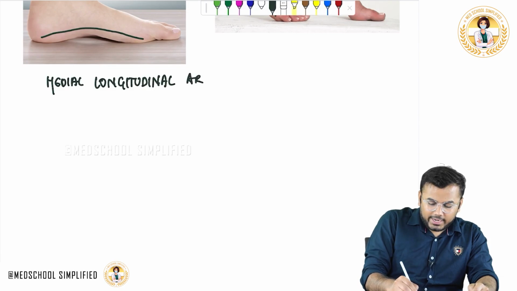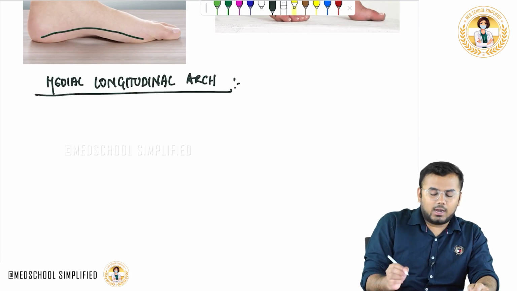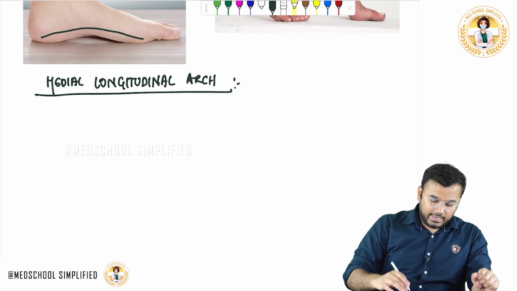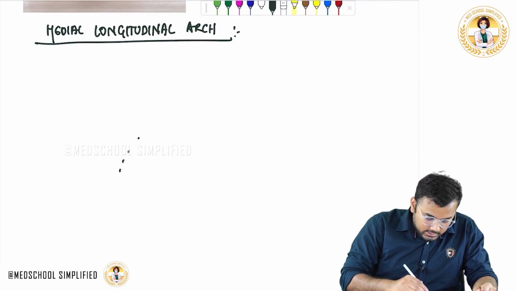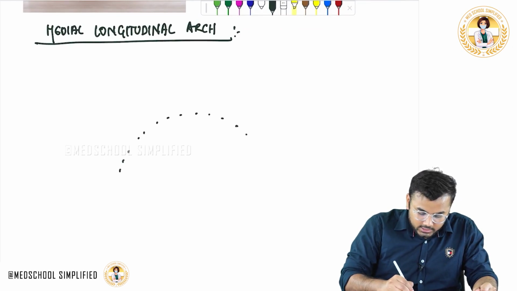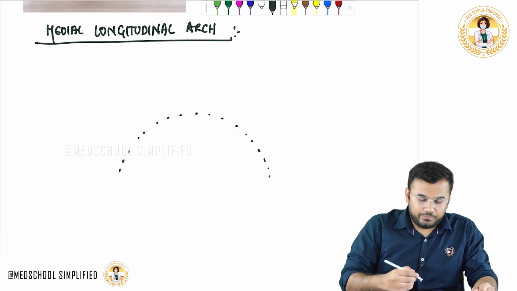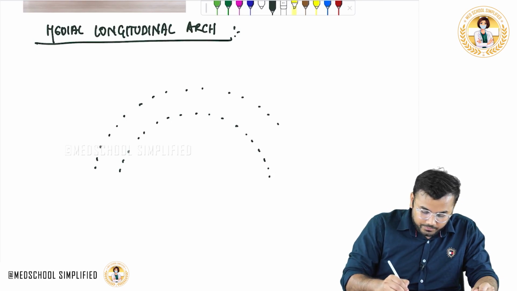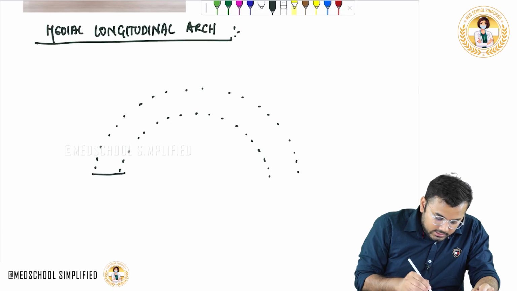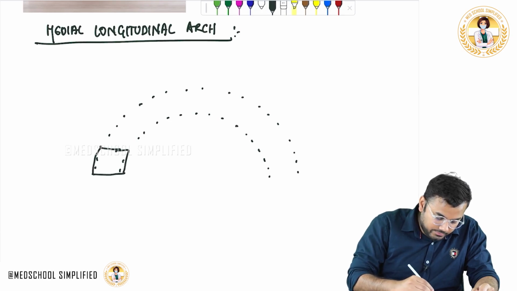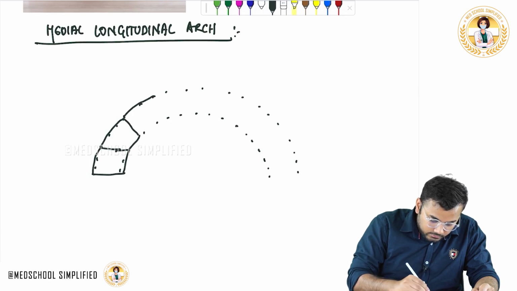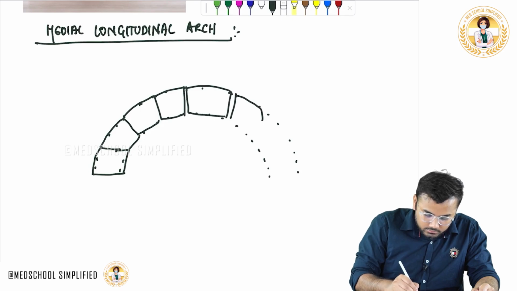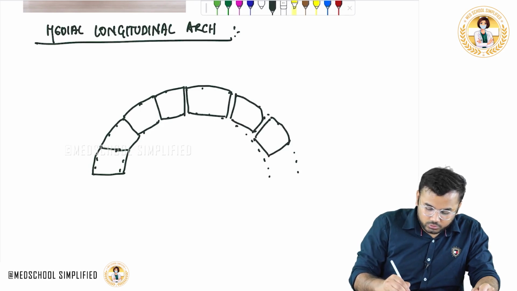Medial longitudinal arch. Any arch, whether medial or lateral, has one basic picture which you need to remember. To understand this concept better, let us say this is an arch like this. Now in this arch, if you see, there are some random stones over here. In this way we have got stones, right?